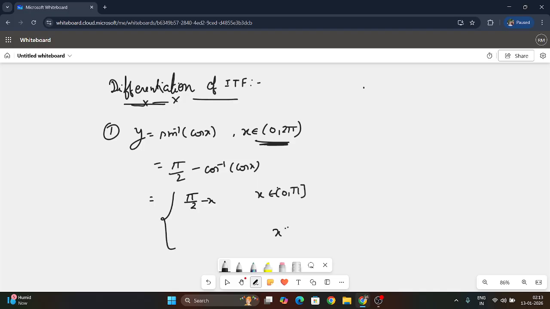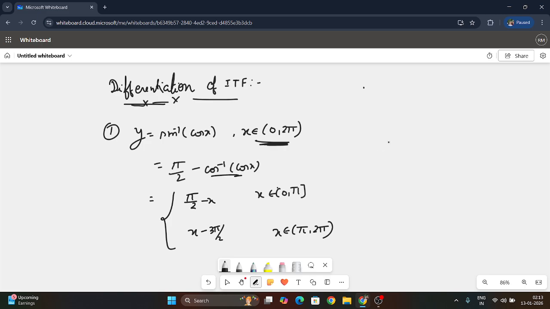And when x belongs to pi to 2 pi, then this is going to be x minus 3 pi by 2. I hope you can do it on your own. So x basically minus pi plus x, minus pi plus x, so minus pi plus pi by 2. So it is going to be pi by 2, and so 2 pi minus x. Okay, so basically this is 2 pi minus x. I hope it is clear to you.